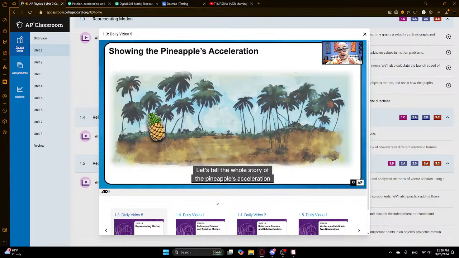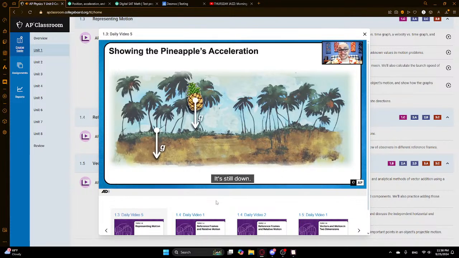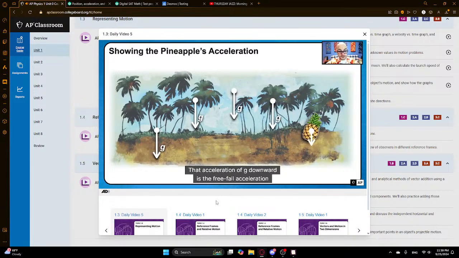Let's tell the whole story of the pineapple's acceleration from when I released it to when I caught it again. When I first threw the pineapple, its acceleration was g downward. A moment later, the pineapple's acceleration is still g, still down. At the tippity top of the pineapple's path, the acceleration was still g and downward, as it was for the entire duration of the motion. That acceleration of g downward is the free fall acceleration of anything that's free falling on Earth, regardless of its velocity or position.